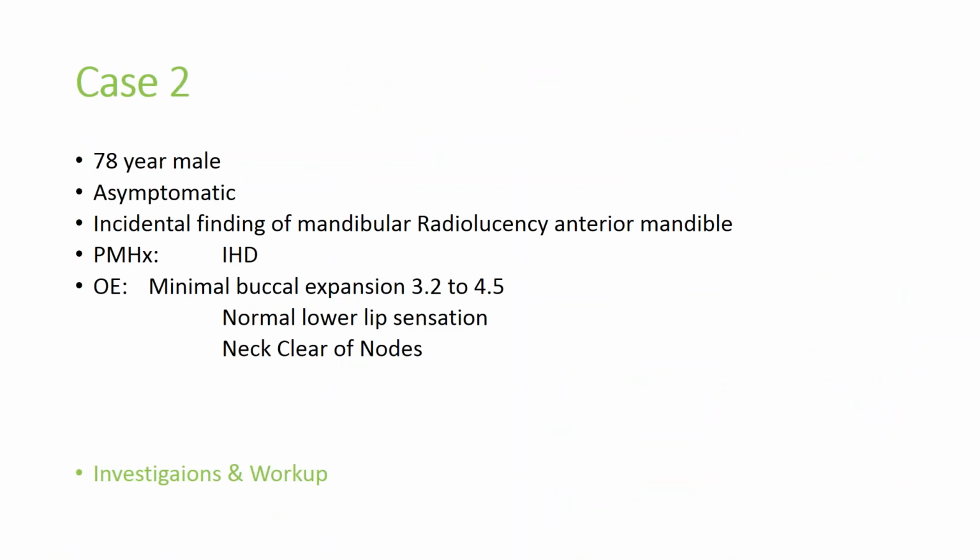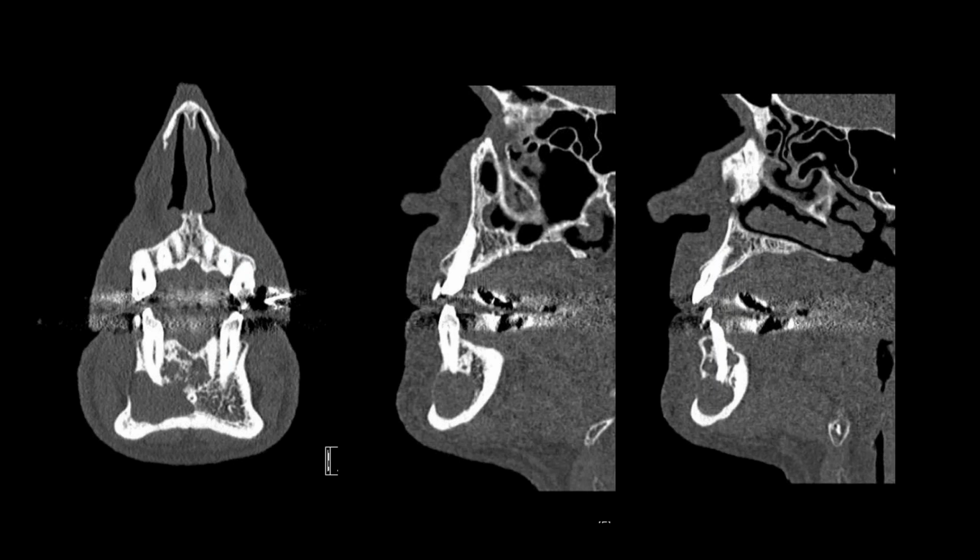Okay, coming on to our second case, a 78-year-old chap, again asymptomatic. The dentist found an incidental finding of an anterior mandibular radiolucency. Severe history of ischemic heart disease, had 2 vessels stented about 4 years ago. Minimal buccal expansion, normal lower lip sensation, and nothing else to clear up. Go straight to the imaging for this case. I don't have an OPG, but those are the 3 representative samples I could get.